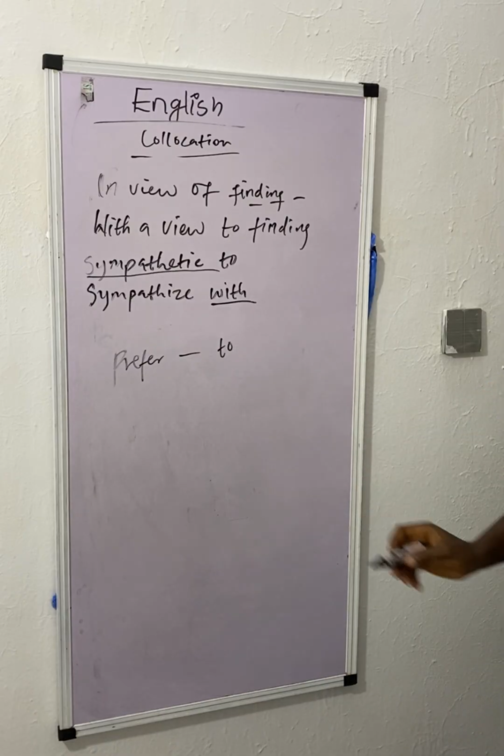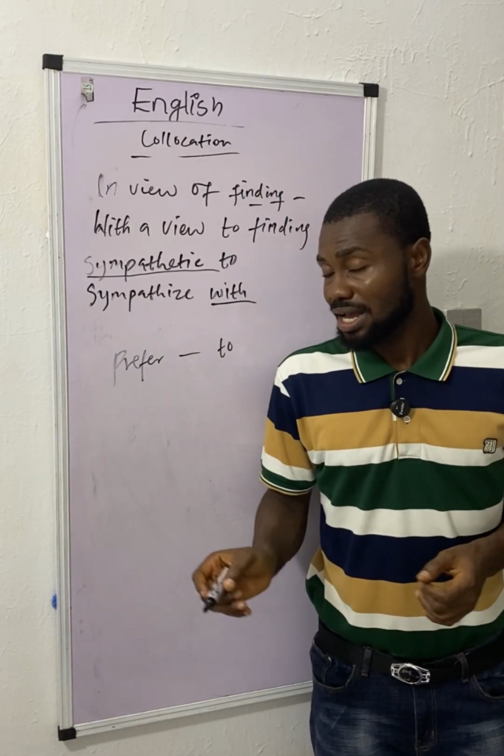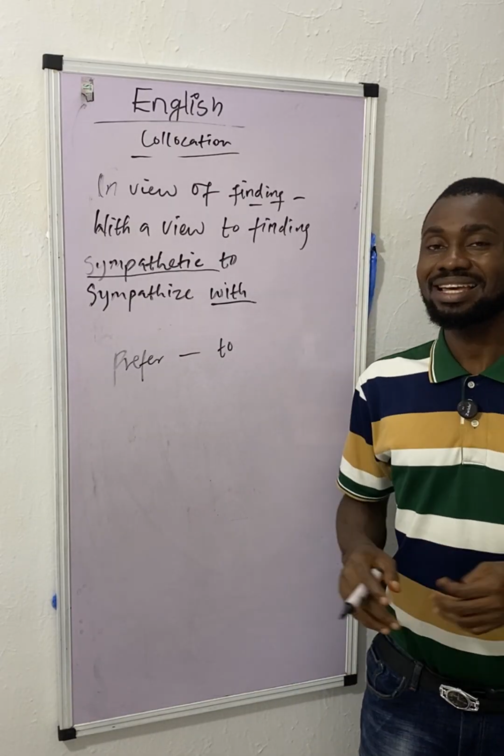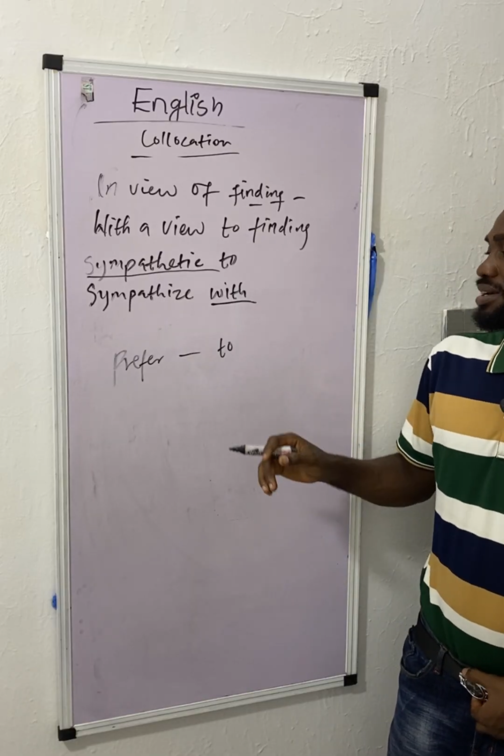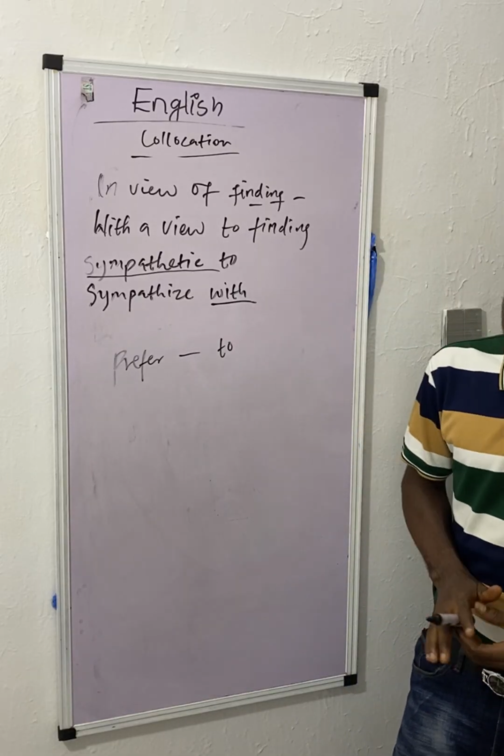Collocate with what? To. I prefer rice to beans. I prefer chocolate to vanilla. Don't say I prefer chocolate than vanilla. No.